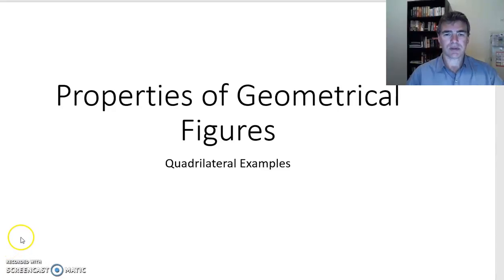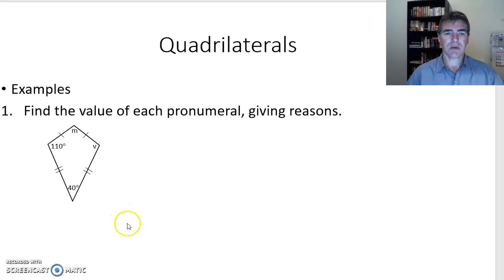Let's have a look now at some examples of quadrilaterals and finding angles. So, first example, let's find the value of each pronumeral. So we've got the pronumeral letter V and the pronumeral M. And don't forget, we have to give reasons. It's important we do that so we can show our understanding.